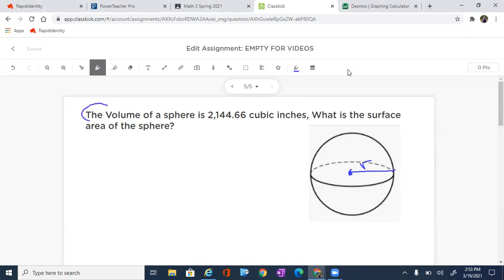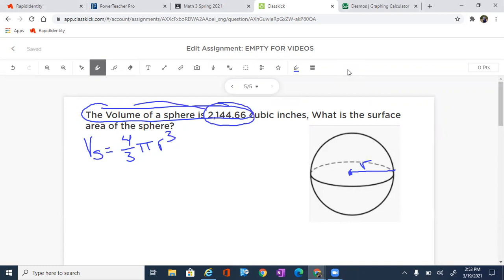So what it gives us is the volume of the sphere being 2,144.66. So we need to know the volume equation for a sphere, which is simple. It is just 4/3 pi r cubed. Once we've got that information, I'm going to substitute that 2,144 in for the volume. So I'm going to write 2,144.66 equals 4/3 pi r cubed.